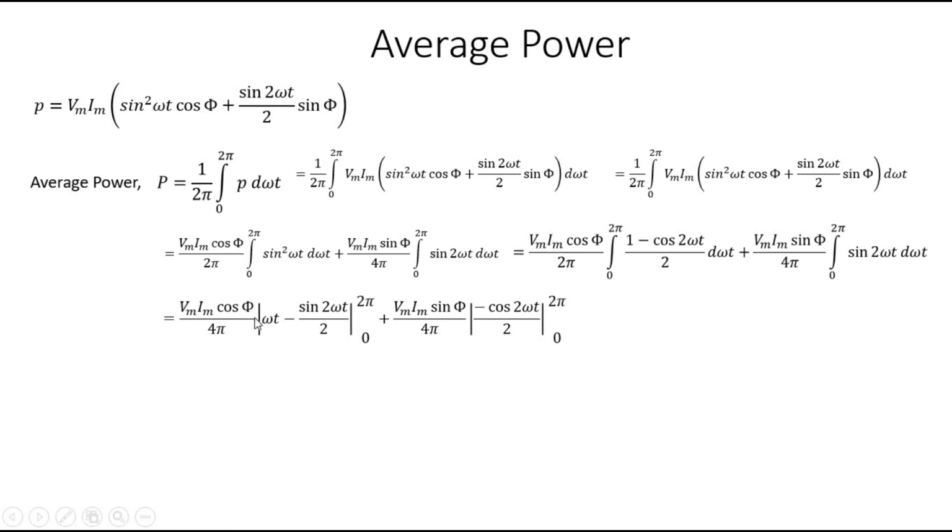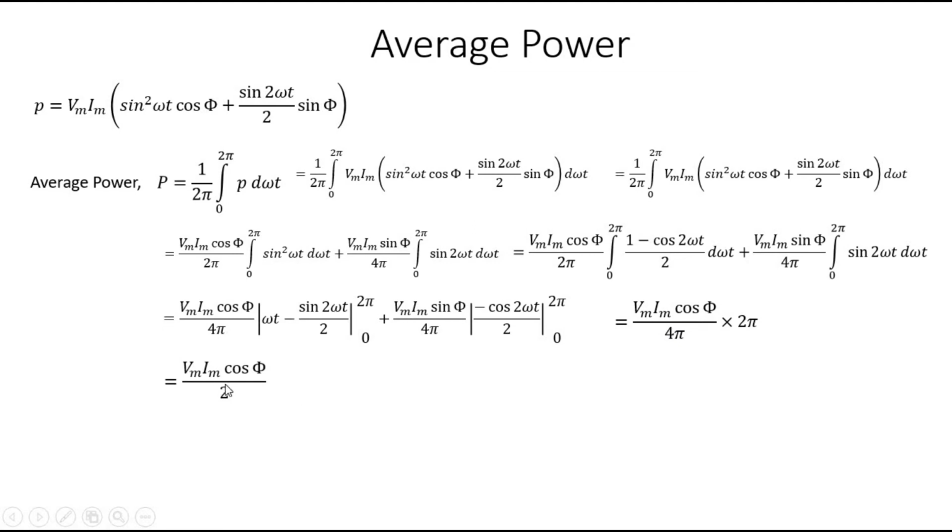If you apply the limits, this term becomes 2 pi minus 0, so that is 2 pi, and this term sine 4 pi is 0, sine 0 is 0, so this term will have only 2 pi. And for this term cos 4 pi is 1, cos 0 is 1, so 1 minus 1 is 0, so this term becomes 0, and only 2 pi is there. So the answer is VmIm cos phi by 4 pi into 2 pi, and it becomes 2 pi by 4 pi, 1 by 2. Okay, so VmIm cos phi by 2.